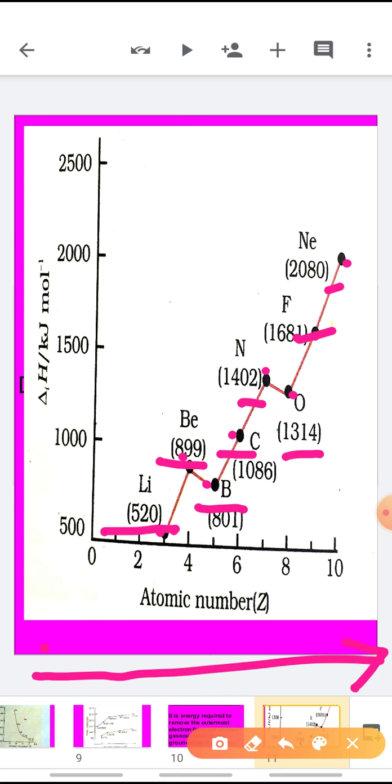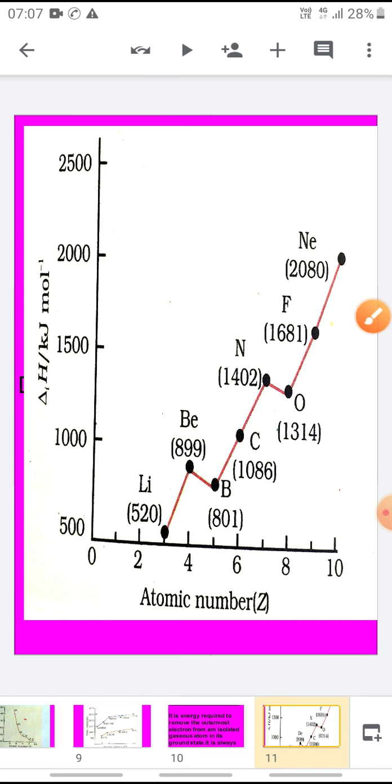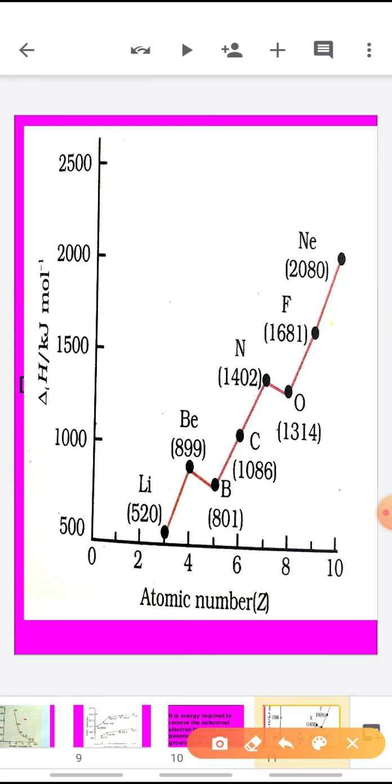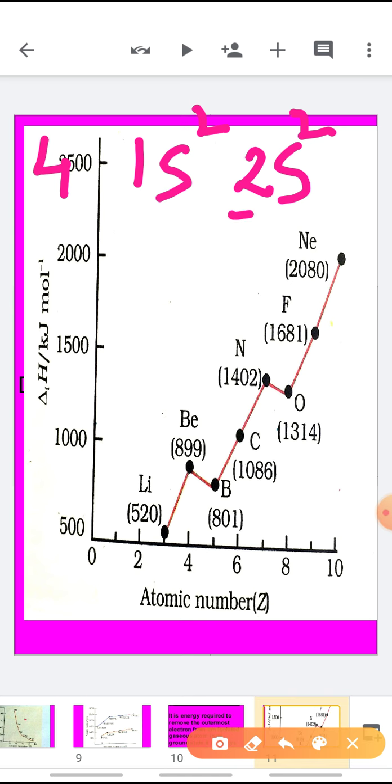In general, you can say from left to right, the ionization enthalpy increases with a few exceptions, like boron is having lesser than beryllium, oxygen is having lesser than fluorine. Why is it so? It is because for beryllium, the atomic number is 4. Configuration will be 1s2, 2s2. Now, in the second shell, only the s subshell is there and it is completely filled, and taking out an electron requires a lot of energy. So, for beryllium, it is quite high.